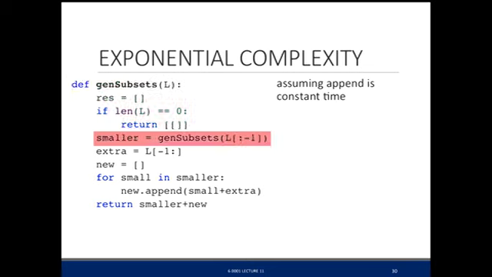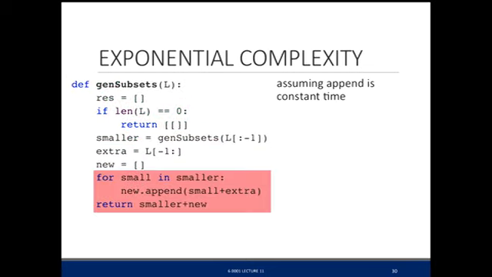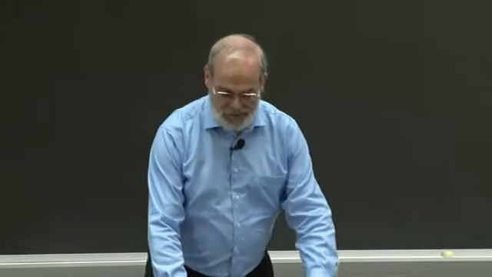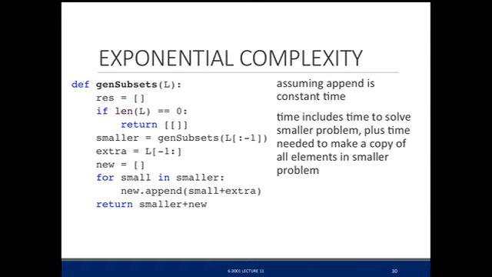This is constant. That's setting up as constant. That's constant. But there I've got another loop. And the loop depends on how big smaller is. And smaller is a bad choice of term here because it's going to grow on me. But let's think about it. By the way, I'm assuming append is constant time, which generally it is. The time I need to solve this problem includes the time to solve the smaller problem. That recursive call, I know that's going to be linear. But I also need the time it takes to make the copy of all the things in that smaller version.